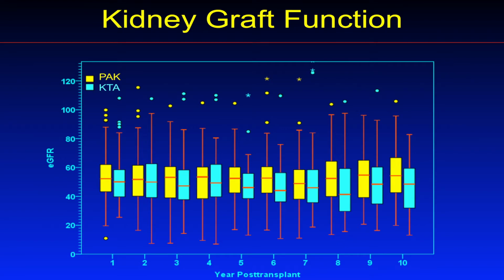This also shows you the long-term effect and benefit of the addition of a pancreas after a kidney transplant. So the pancreas after kidney in yellow, the KTAs in green or whatever color that is. And as you can see, throughout the years, the eGFR is higher in the pancreas after kidney group. And over time, starting at 5 years, you actually see more of a difference than you see initially. So the benefit appears to be primarily a benefit after 5 years.